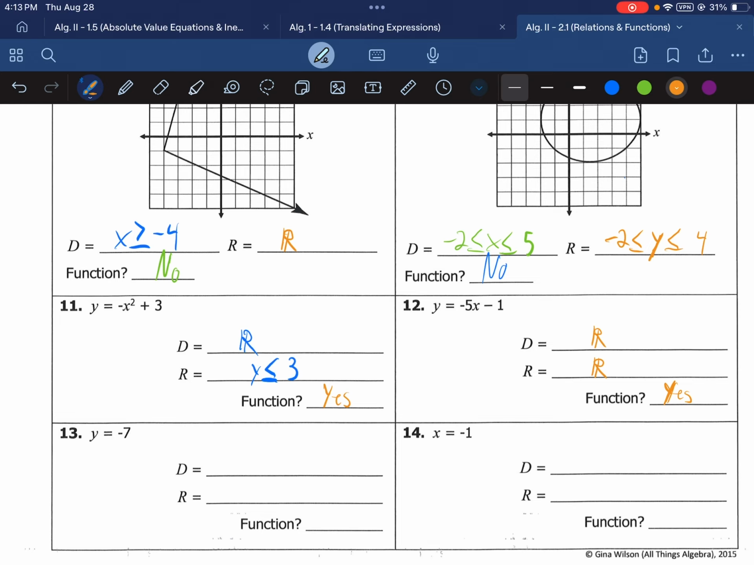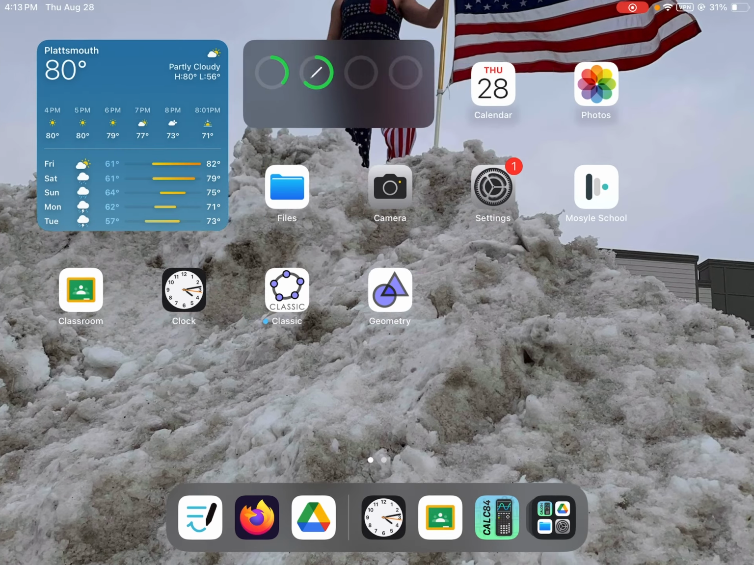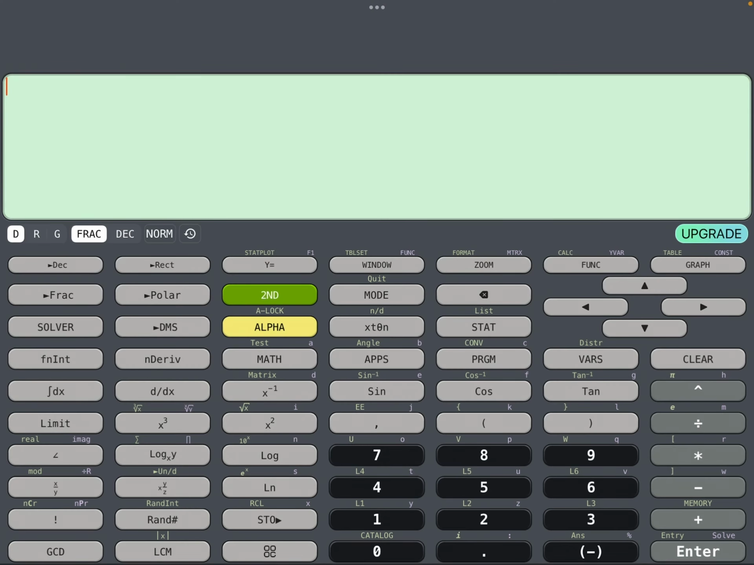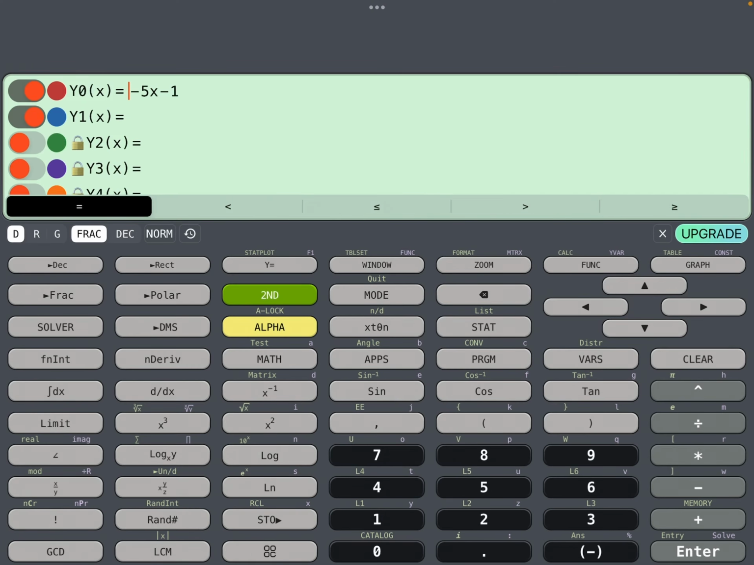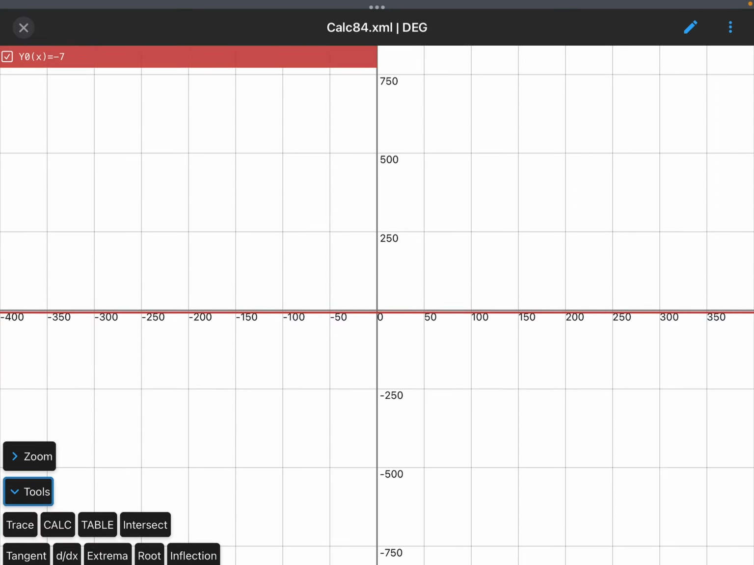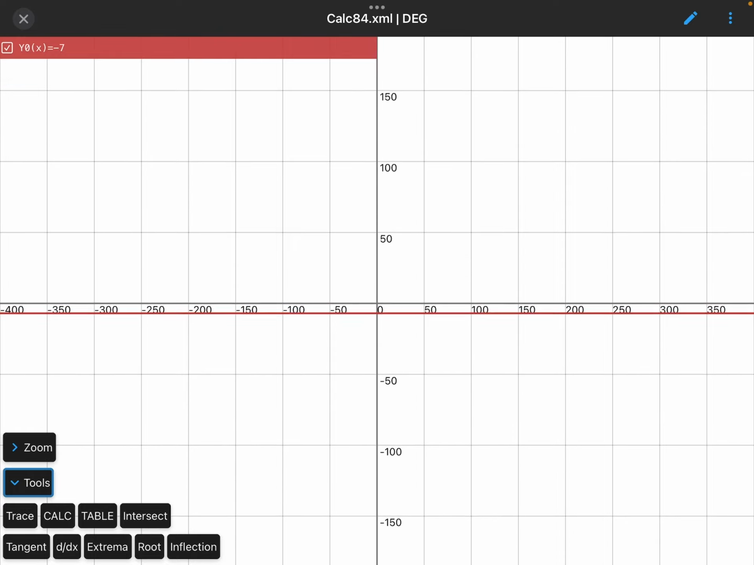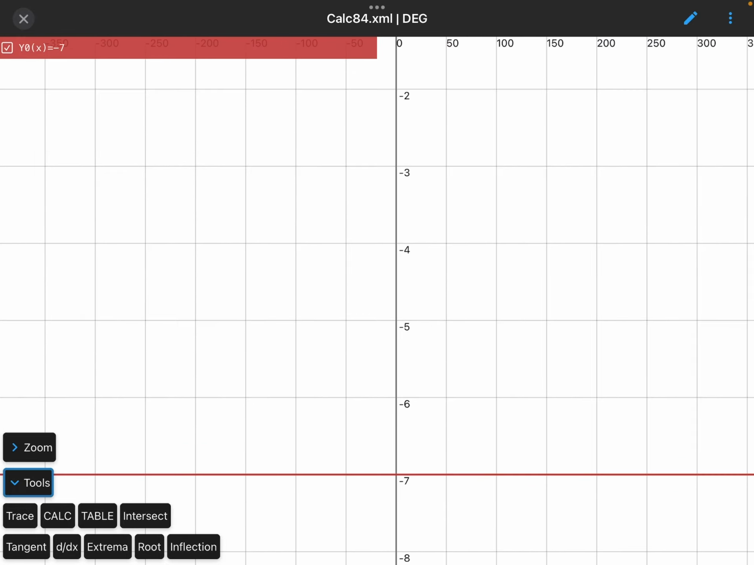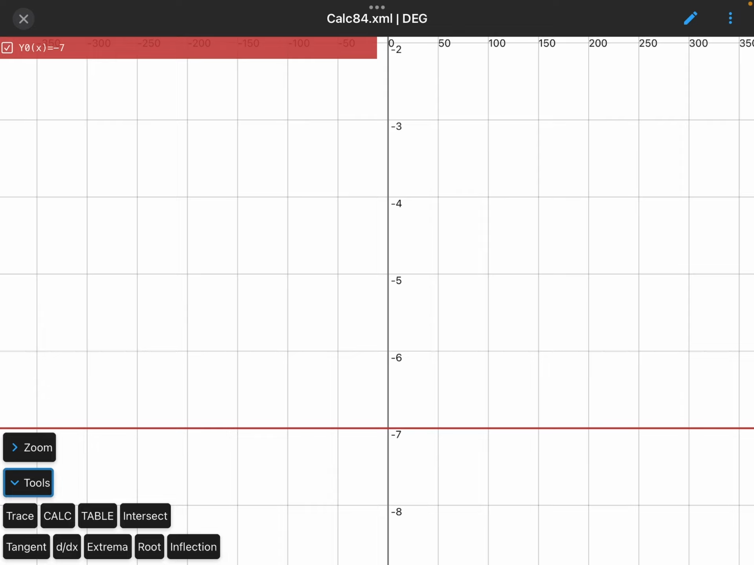Number 13, y equals -7. So y equals -7, pulling up Calc 84 again, and going to my y equals menu to type this in. I just type in -7 because it already has the y equals for me. I go to graph, and it's just a horizontal line at the y value of -7, because it says y equals -7.